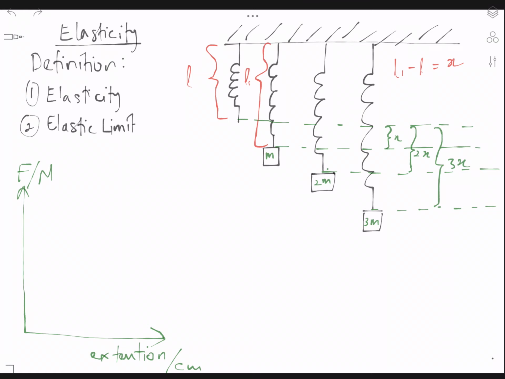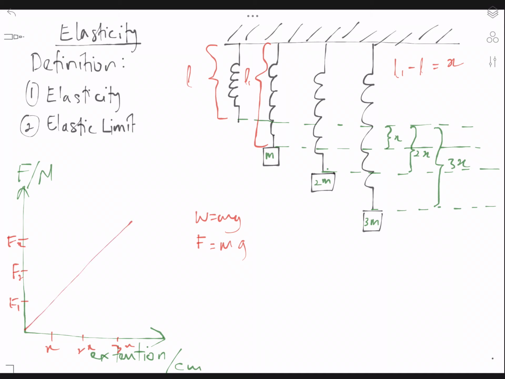So when you have the data here, you can plot a graph. Let's say this is x, this is 2x, and this is 3x, and this is m. Remember, this is force, so you need to apply W equals mg to know what the force is, because force is equal to weight in this case. So this is F1, F2, and F3, for example.